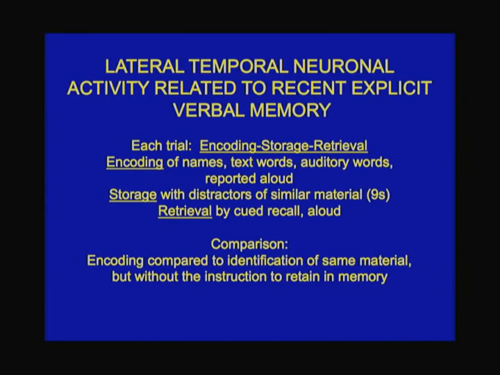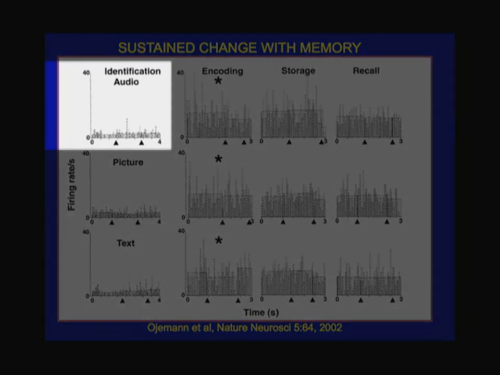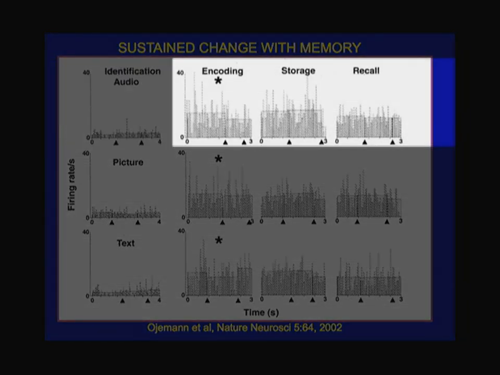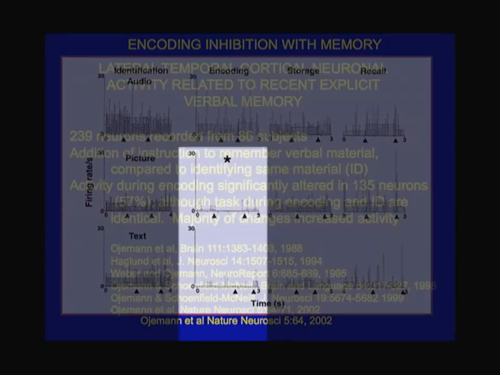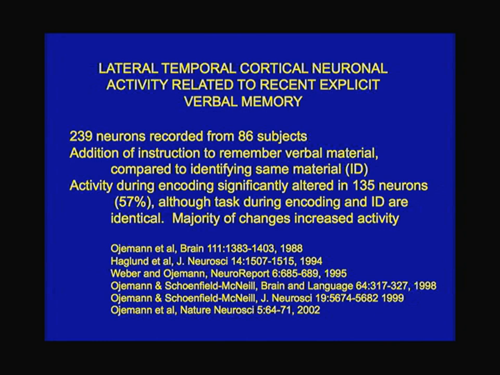Now, what about, at least in monkey, the memory system? Well, in humans, we've used an encoding, storage, retrieval system, and we have compared the single unit activity during encoding to that during identification of the same material without the instruction to retain it in memory. You get activity like this. Here's identification. Here are the changes during encoding, storage, and recall, highly significant for different kinds of material to be retained. Other times you get inhibition here for some modalities, but not others. And if you record from a large number of neurons, you find that a very large percentage of those neurons in lateral temporal cortex change activity during the encoding measure.